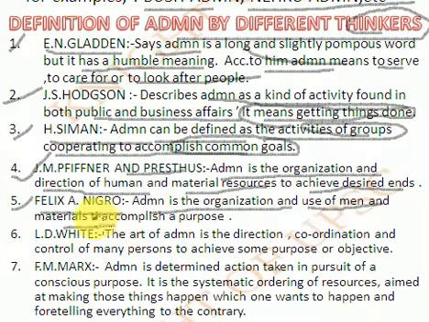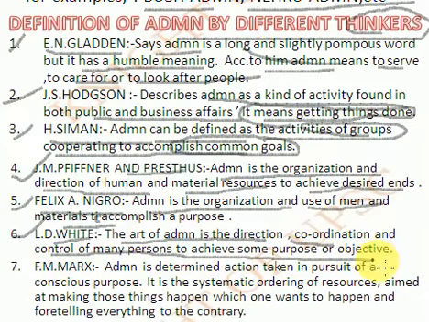Now the sixth one, L.D. White. The art of administration is the direction, coordination and control of many persons to achieve some purpose or objectives. Meaning, the same thing comes as in what Henry Simon told.